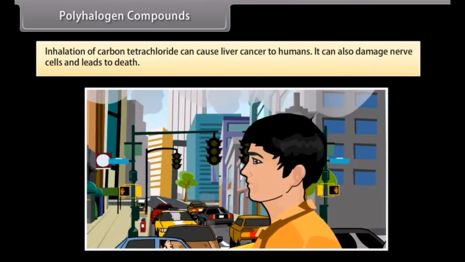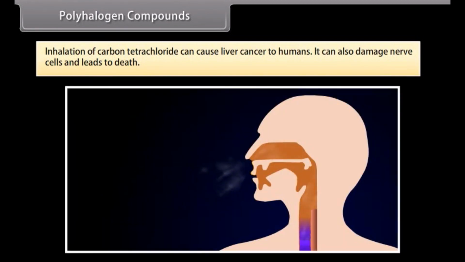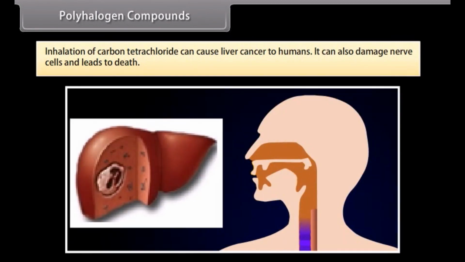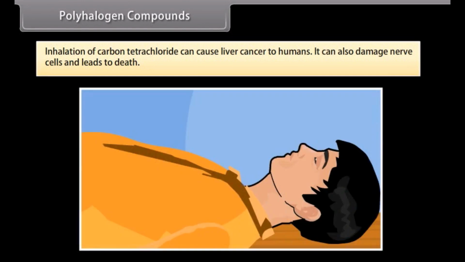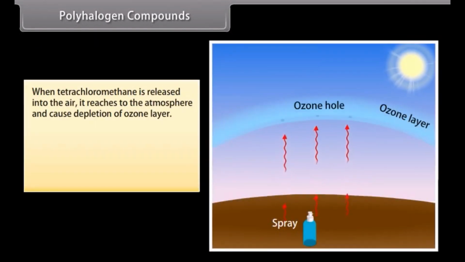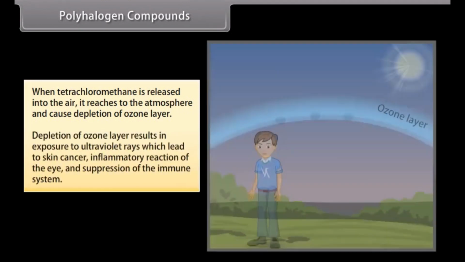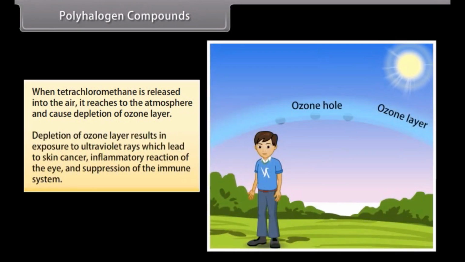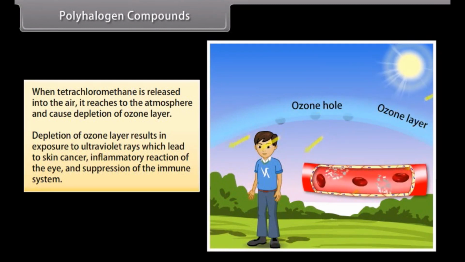Inhalation of carbon tetrachloride can cause liver cancer in humans. It can also damage nerve cells and lead to death. When tetrachloromethane is released into the air, it reaches the atmosphere and causes depletion of the ozone layer. Depletion of the ozone layer results in exposure to ultraviolet rays, which leads to skin cancer, inflammatory reaction of the eye, and suppression of the immune system.